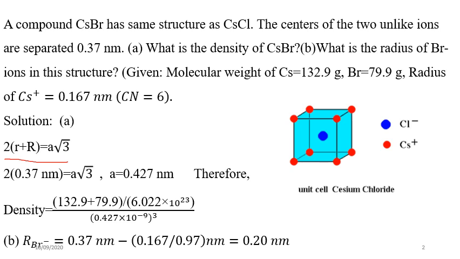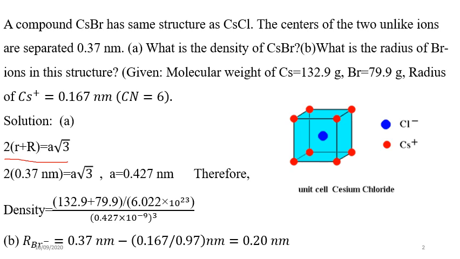The volume of this unit cell is A cube because it is a cubical unit cell, and density will be mass by volume. So this is the molecular weight of cesium, and this is the molecular weight of bromine. If we add these molecular weights, that will be the molecular weight of cesium bromide. If we divide it by Avogadro's number, this will give you the mass of one cesium bromide molecule in grams. If we divide it by the volume of the unit cell, that will give us the density of this unit cell. This way we can calculate the density of cesium bromide.